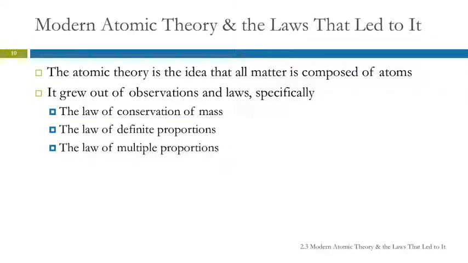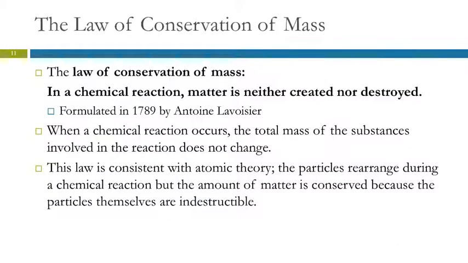So atomic theory is the idea that matter is composed of atoms, and it grew out of some observations and laws, and those include the law of conservation of mass, the law of definite proportions, and the law of multiple proportions. And we'll talk about each of these.